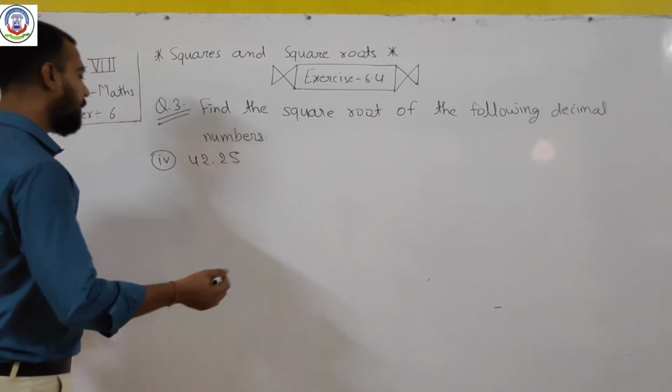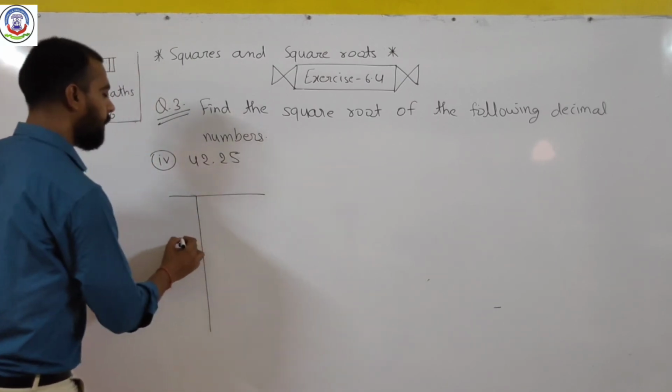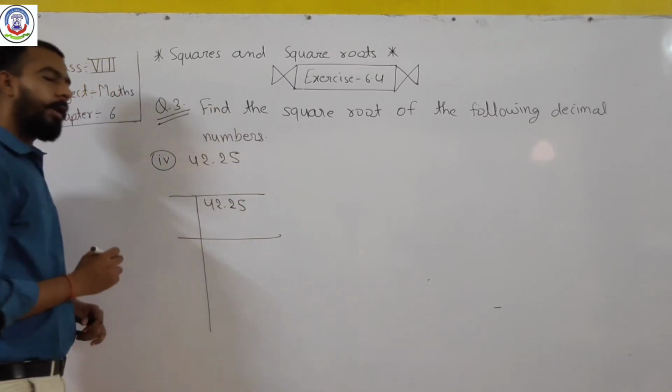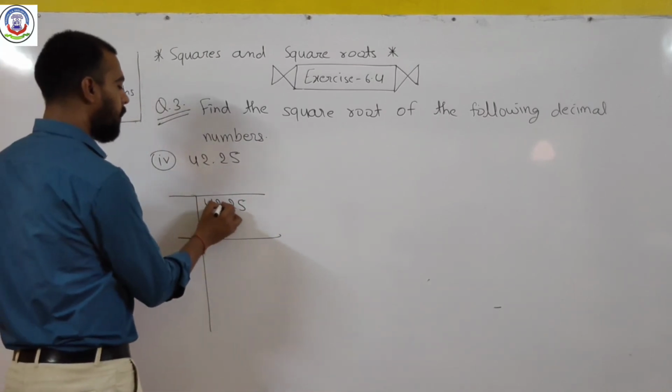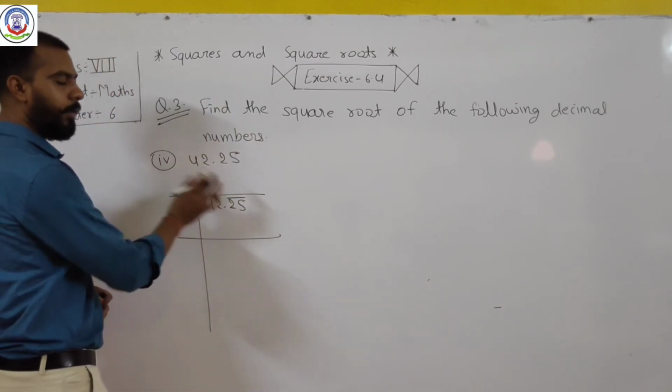Okay students, then our next question is 42.25 and we have to find the square root of this number with the same method, that means the division method. So first of all we will write 42.25 in a bracket and we have to place a bar on these numbers. We will put a bar on 42 and 25.